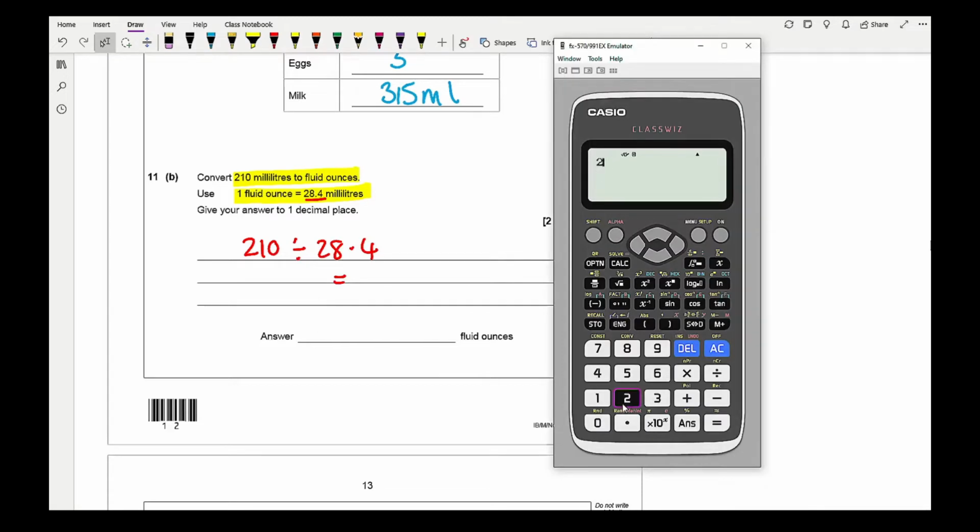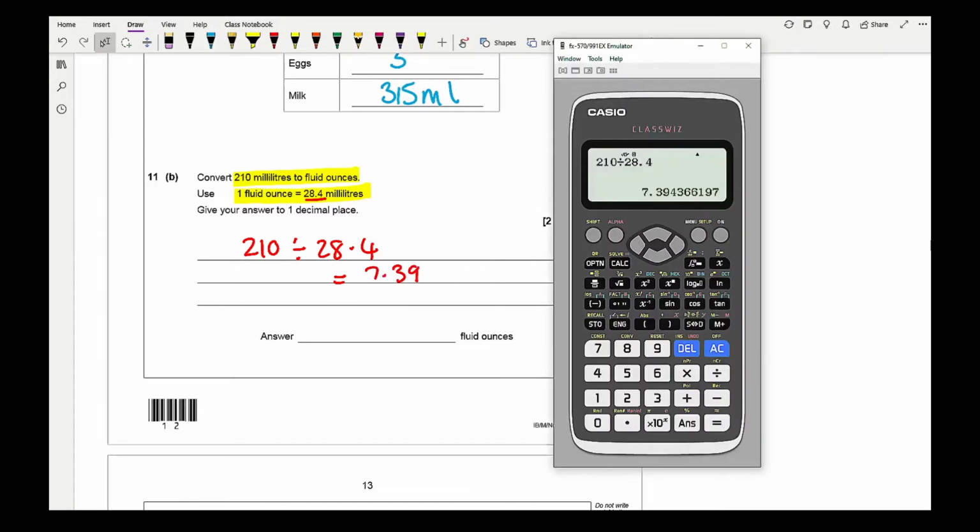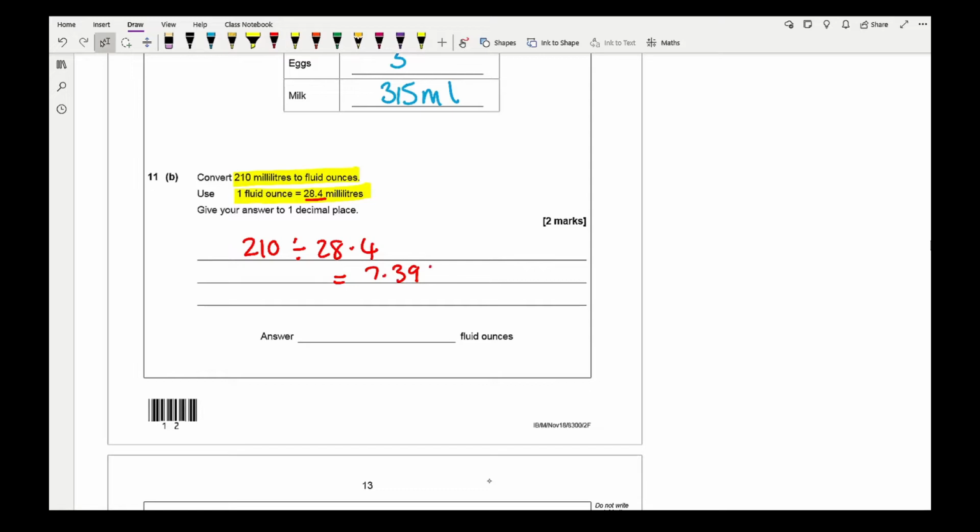So I've got 210 divided by 28.4 equals, and I've got 7.39, and the digits go on, and I want to round this number to 1 decimal place. So again, it's going to be 7.4, and there is my final answer.